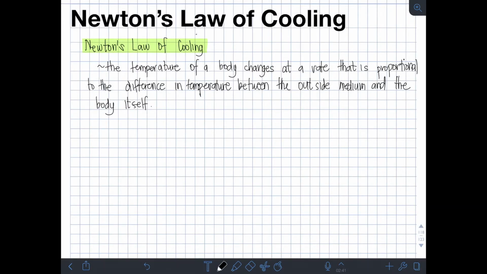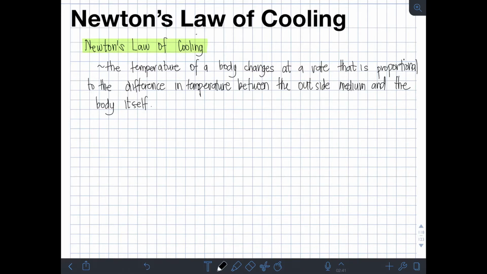Okay, so this time ay ituturo ko naman sa inyo ang one application of differential equation, which is this Newton's Law of Cooling. Okay, so ano ba ang Newton's Law of Cooling? So i-define natin siya para ma-derive natin yung pinaka-differential equation. So sabi, the temperature of a body changes at a rate that is proportional to the difference in temperature between the outside medium and the body itself. Okay, so yung rate of change daw nung temperature ng isang body is proportional doon sa difference ng temperature niya doon sa outside medium. Okay, or yung surrounding.